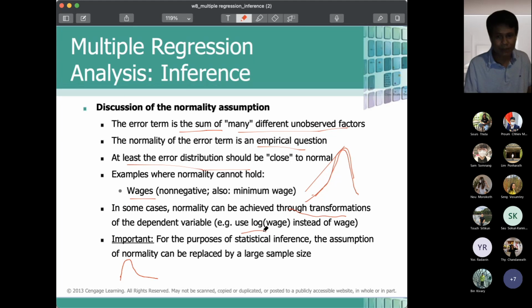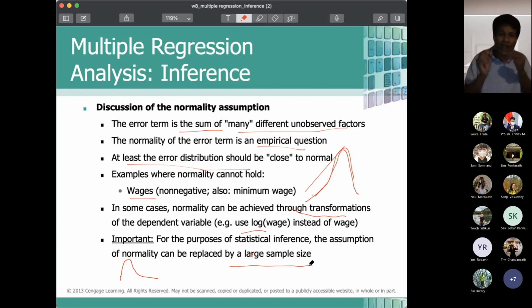Important for the purpose of statistical inference, the normality assumption can be replaced by a large sample size. As I told you earlier, even though you use wage rather than the natural logarithm of wage, if you have a large sample size, that is okay. A large sample size does not only address the issue of multicollinearity, but also assumption number 6, which is normality of the error term.